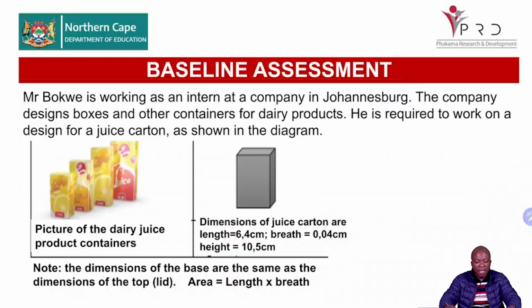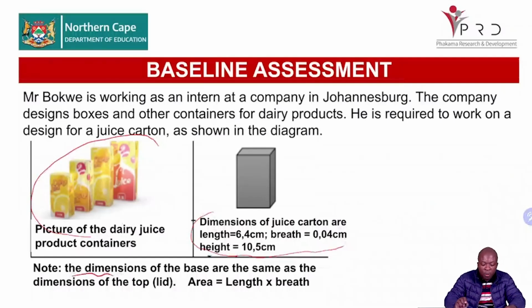Mr. Bokwe is working as an intern at a company in Johannesburg. The company designs boxes and other containers for dairy products. He is required to work on a design for a juice carton as shown in the diagram. So here is the picture of how the dairy juice product will look, and this side shows the dimensions. We have the length 6.4 centimeters, the breadth 0.04 centimeters, and the height 10.5 centimeters. Take note, the dimensions of the base are the same as the dimensions of the top.